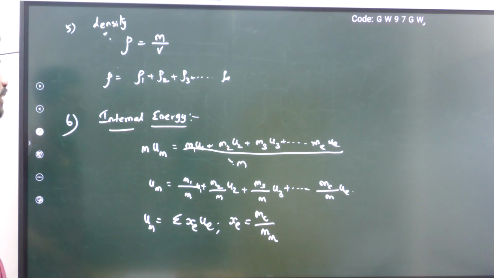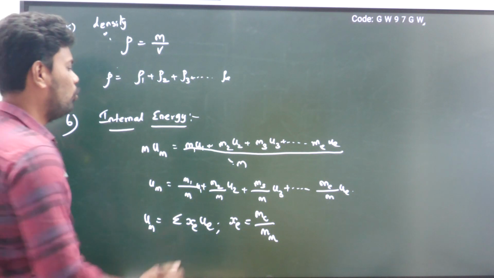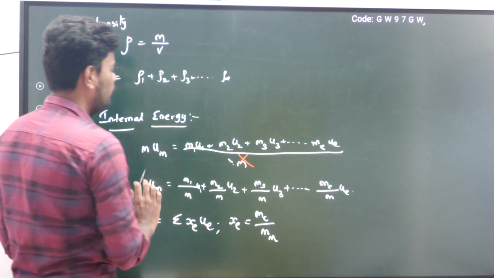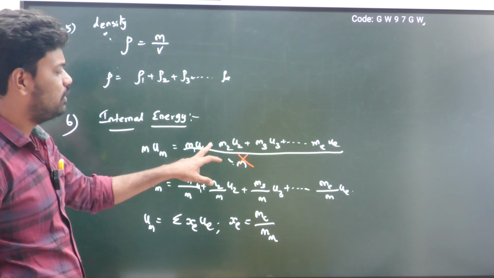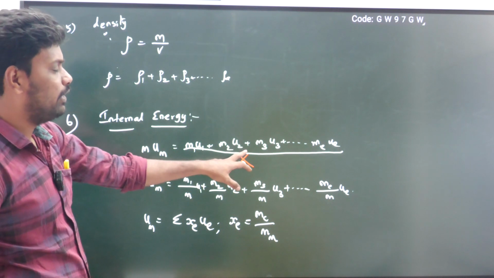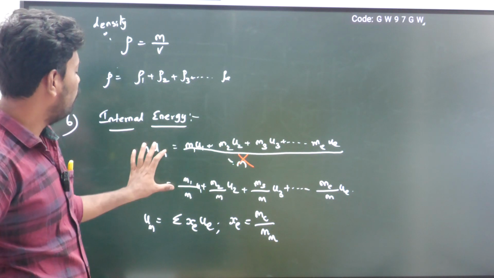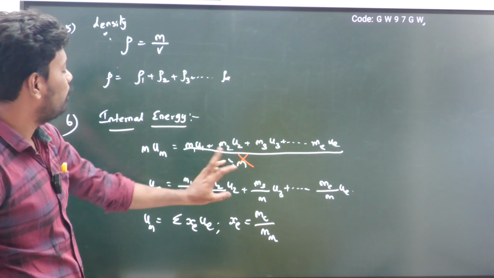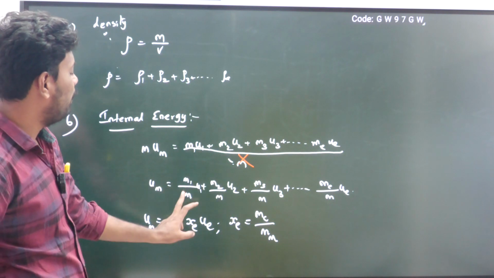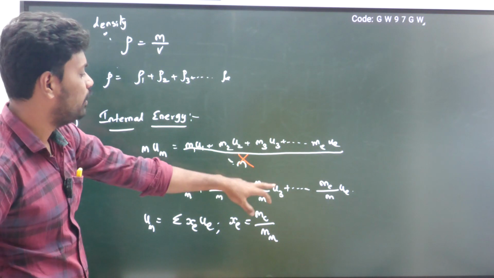Next, internal energy. Internal energy M into U is equal to mass into internal energy of the first gas, plus mass into internal energy of the second gas, then mass into internal energy of the third gas. Then I want only the internal energy, so you just divide this by M. If you divide it, you will get separately M1 by M into U1, M2 by M into U2, M3 by M into U3, like that.